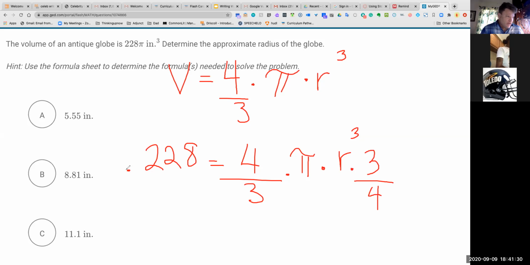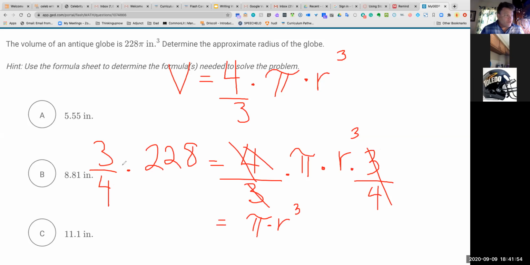And now I'm going to do that over here. This is a tough one. This is a challenge. This is why it's question 20 out of 20. Now these two cancel each other out. That 3 and that 3 cancel each other out. That 4 and that 4 cancel each other out. So this side just got pretty simple. It's pi times the radius to the third power.